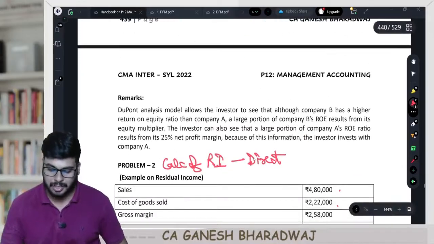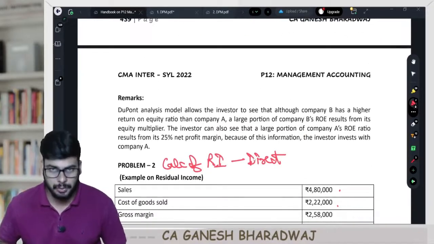Are you clear with this? This is what they have given. All these are study material questions. CMA Institute study material question.